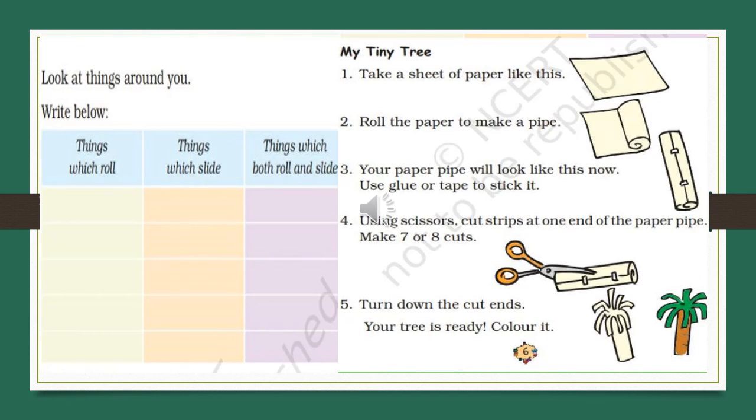Your tree is ready. Now color it. Green color means leaves and brown color means trunk. And then paste it on the activity sheet. After that, write down the learning outcome. In this way, you can finish your activity and have fun.